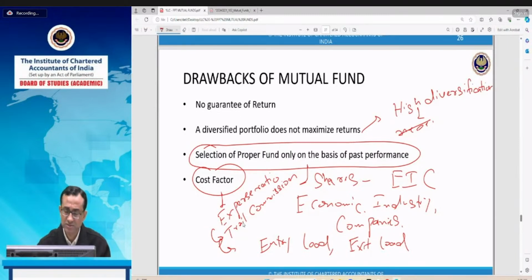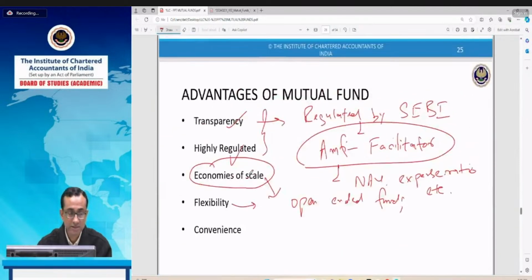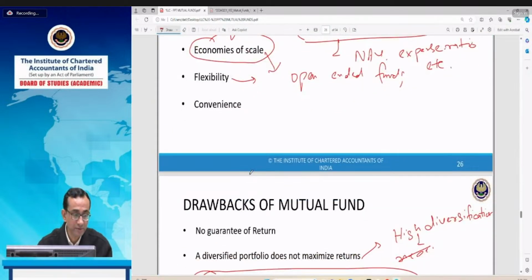So there are various costs, not only expense ratio, but trail commission also. If one invests through a distributor, then there is entry load. If one is making an entry into the mutual fund, entry charges are levied. Then if one is exiting from a particular mutual fund, exit charges are levied. So these are some of the advantages and disadvantages of a mutual fund.